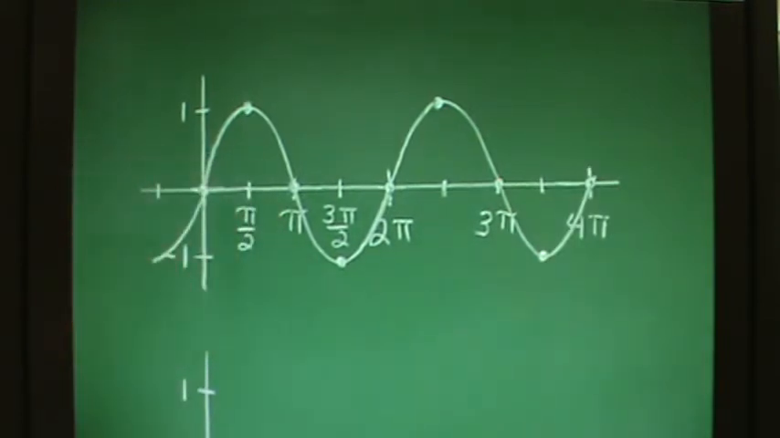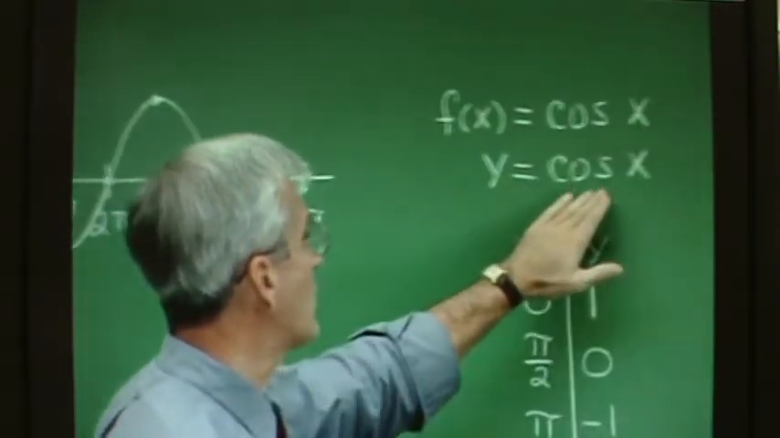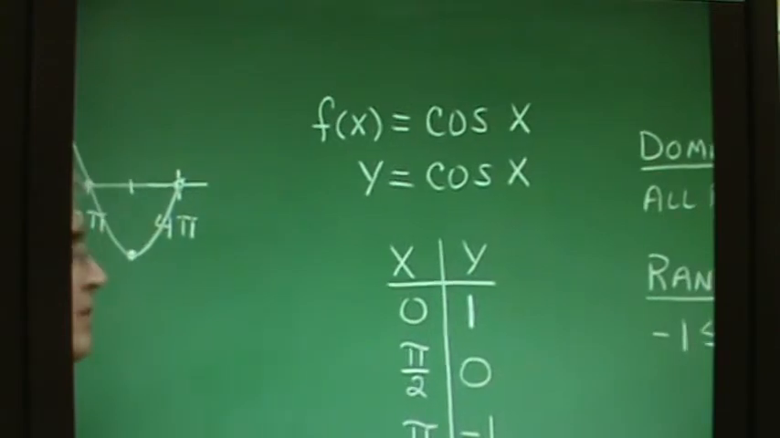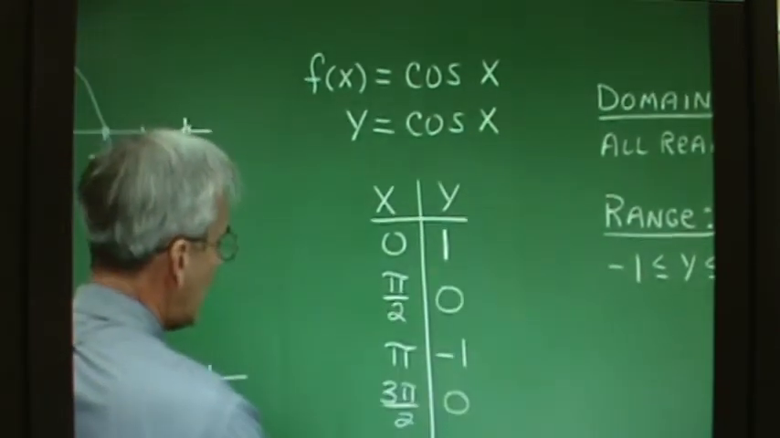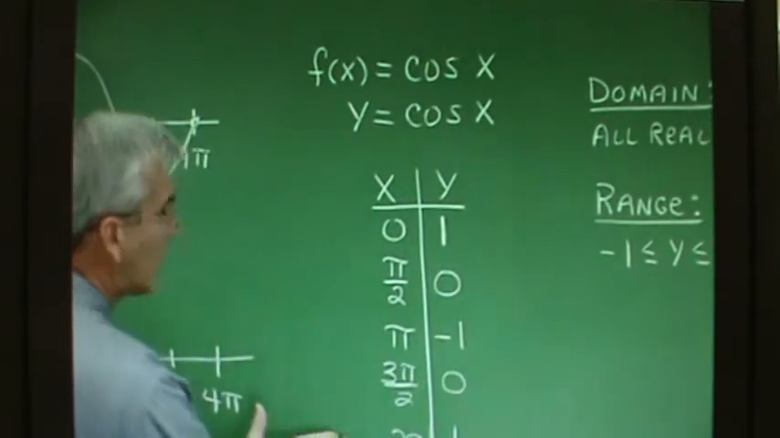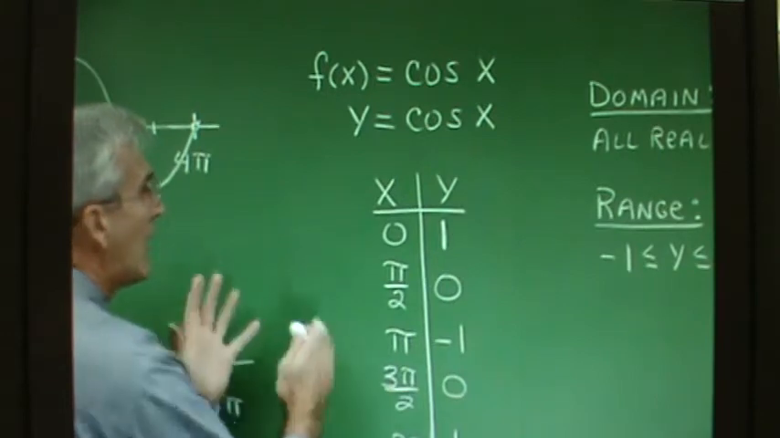Now, in a similar way, we can analyze the graph of the cosine function. We just think f of x is cosine x, or y equals cosine x, and now we make a table of values. Now, the table begins the same way. We're utilizing these important points for x: 0, pi over 2, pi, 3 pi over 2, and 2 pi. And now we fill in for y.